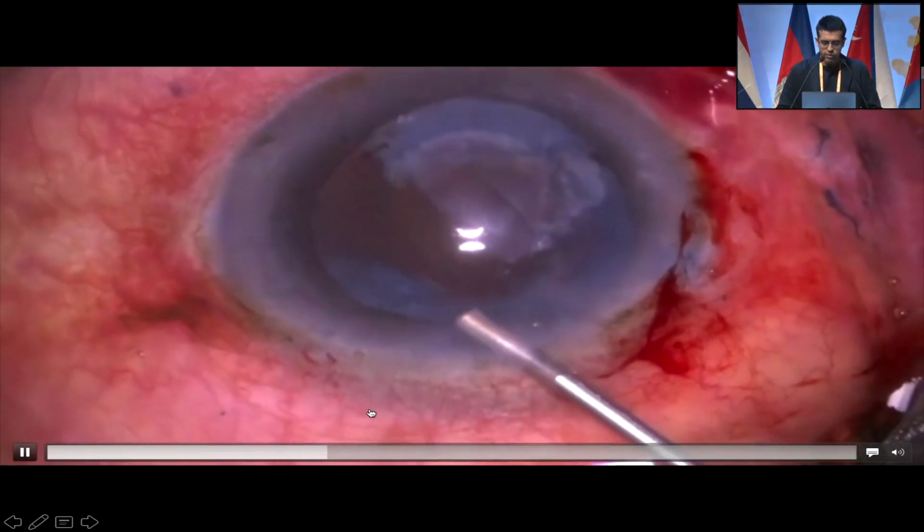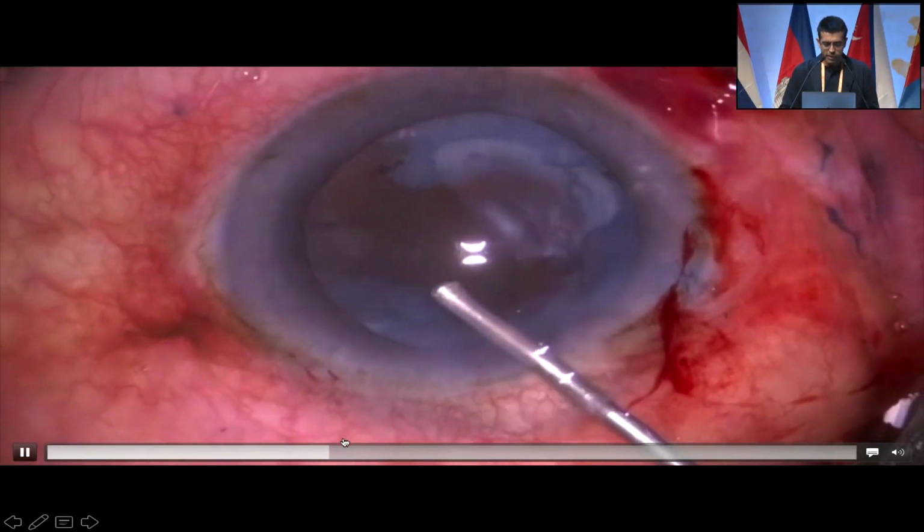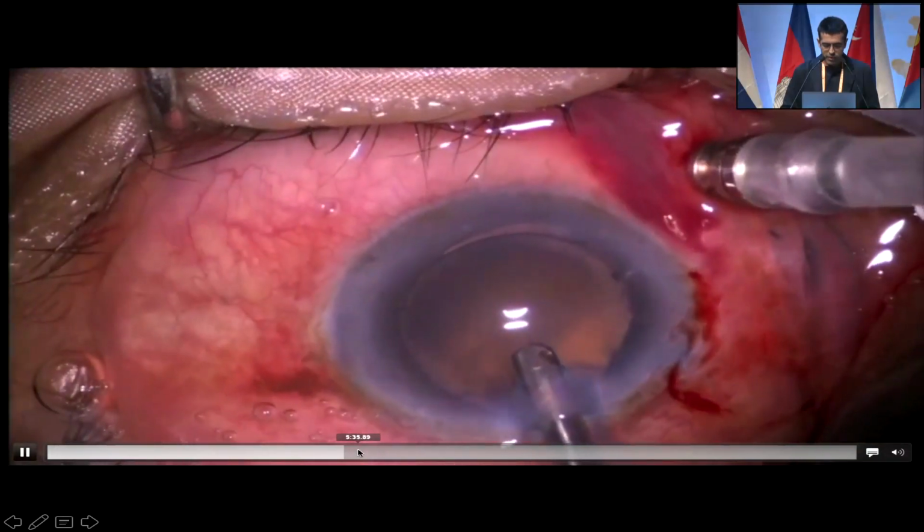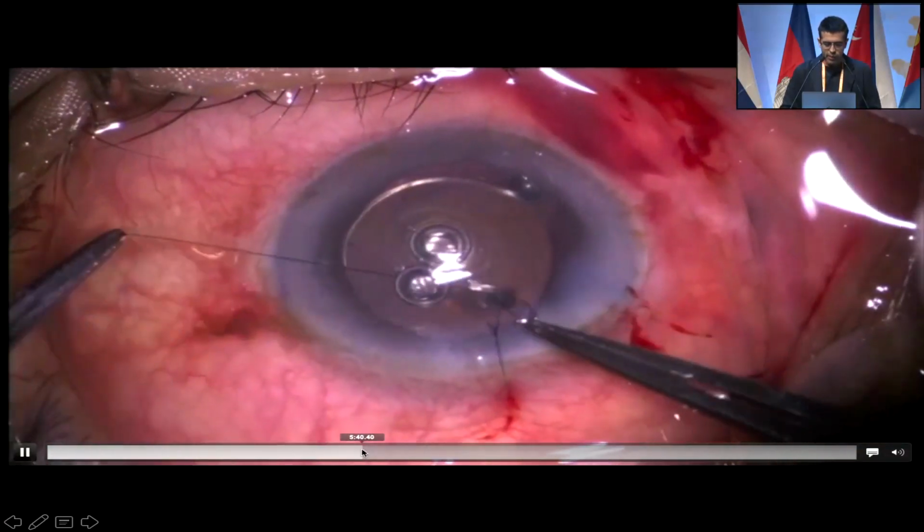We do some vitrectomy from the main port and then implant an IOL and put a suture.